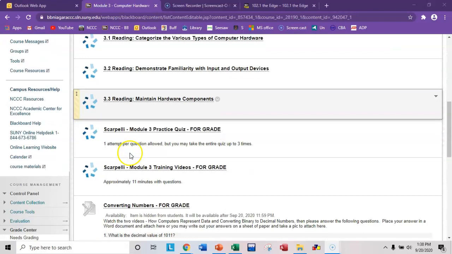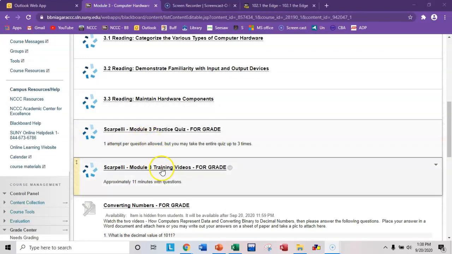The next two are assignments, and these two assignments, again, are the same ones that I have in every module. So I have the practice quiz, which is for grade. So you get one attempt per question, but you can take the entire quiz up to three times. So I kind of changed that from the last time just to give you more opportunities to practice. And then this next assignment here, again, takes you directly to your book. They're the training videos, and I believe it's approximately 11 minutes of videos with some questions.